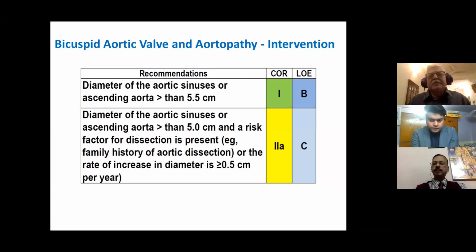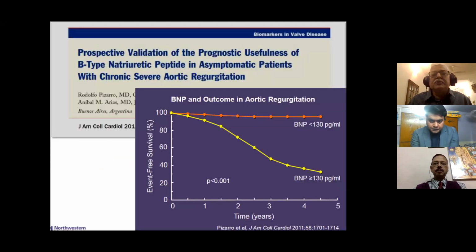Now, a special word on the indications for bicuspid aortic valve and aortopathy. Earlier, the recommendation was if you had a dimension of 5 centimeters, you send for surgery. That has been altered to 5.5. And if you have any history of dissection in the family, then at 5 itself, you send the person for surgery. Another useful method is the use of BNP in patients with AR. People who have a high BNP should be sent for early surgery.